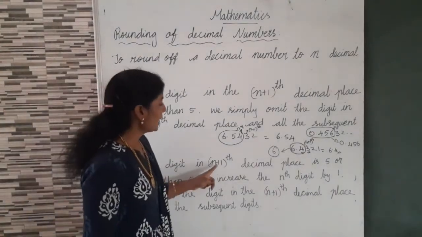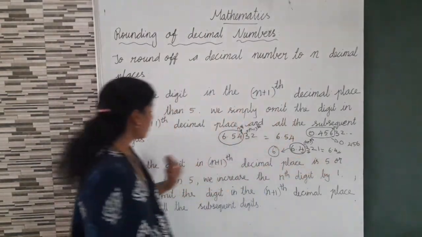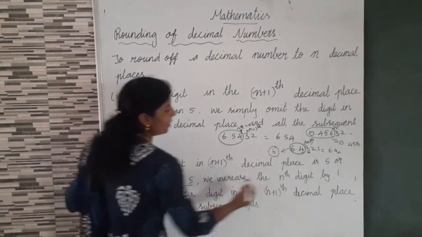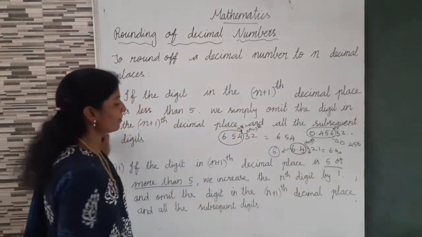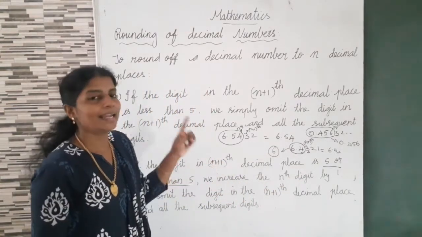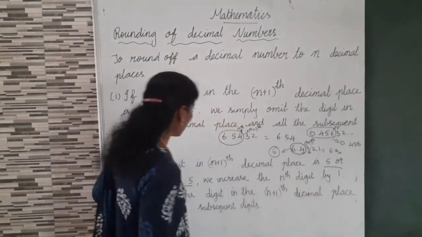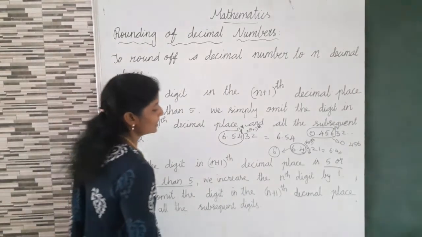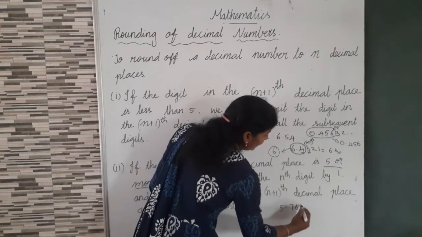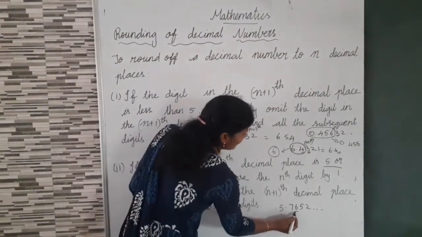Okay. Now the second one: if the digit in the n plus 1th decimal place is 5 or more than 5, then we increase the nth digit by 1 and omit the digit in the n plus 1th decimal place and all the subsequent digits. For example, here 5.7652 etc. Now we need up to the 10th place. Up to the 10th place is enough.